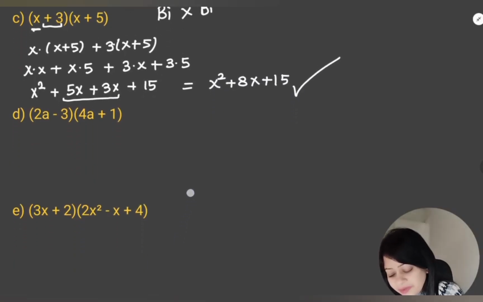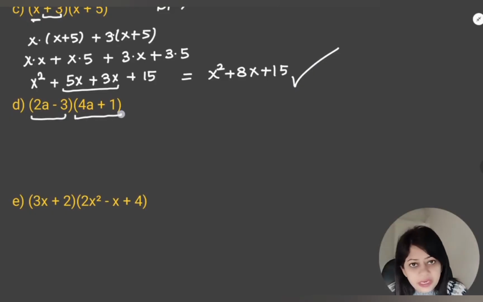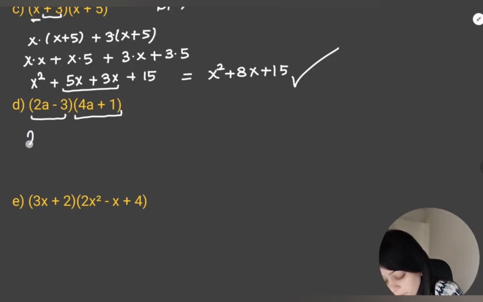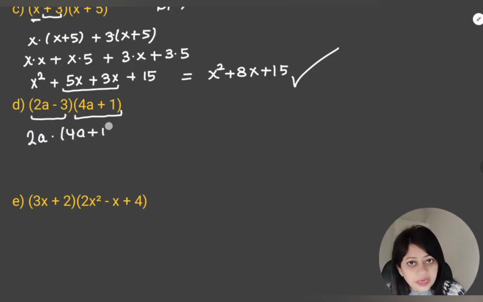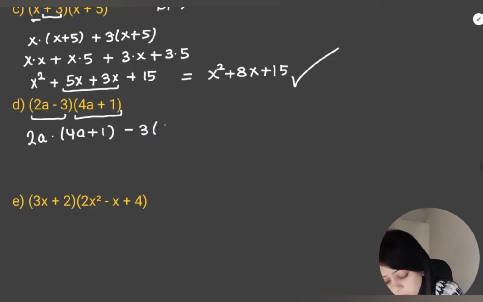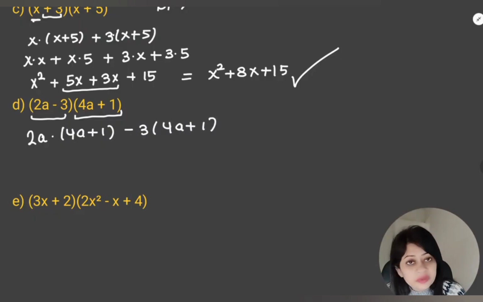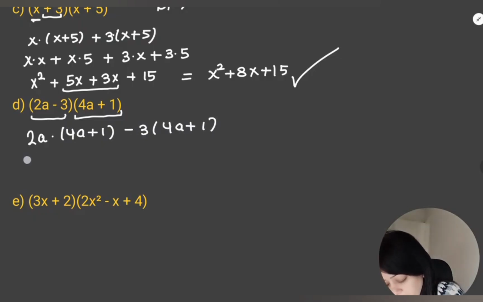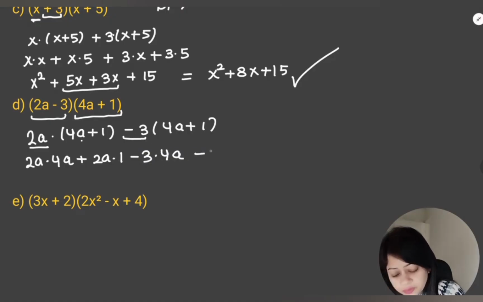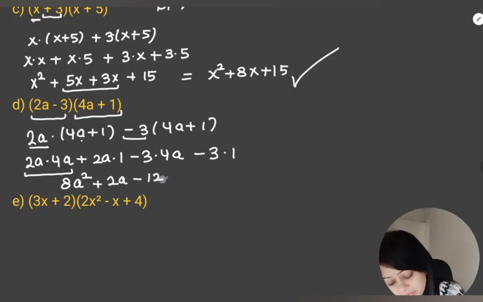Okay, here we have another binomial with binomial, right? I will pick first 2a and multiply it with the whole bracket. Minus 3, multiply this with the whole bracket. Are you getting my point? Binomial times binomial, okay? Now this 2a, you multiply it with 4a first, and then this 2a with 1. Now minus 3 with 4a becomes minus 3 times 4a, and minus 3 with 1 becomes minus 3 times 1. 2 times 4a is 8a square: 2 times 4 is 8, and you add the powers of a. Plus 2a times 1 is 2a. What is 3 times 4a? 12a. Minus 3 times 1 is minus 3.